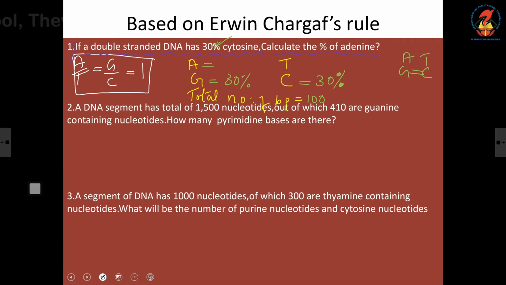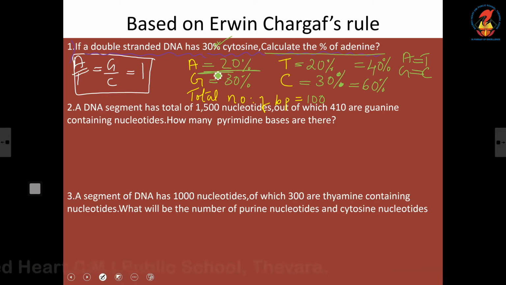Similarly, adenine pairs with thymine, so their numbers are equal. So 30 plus 30, 60% is gone out of 100. So remaining is 40%, which should be distributed among adenine and thymine. So 20 goes for adenine and 20 goes for thymine. So now I have settled this problem, and the question has asked calculate the percentage of adenine. So just adenine, the percentage is 20%.